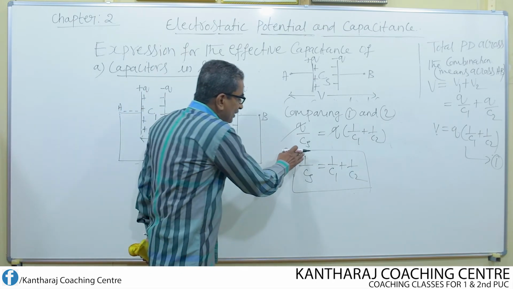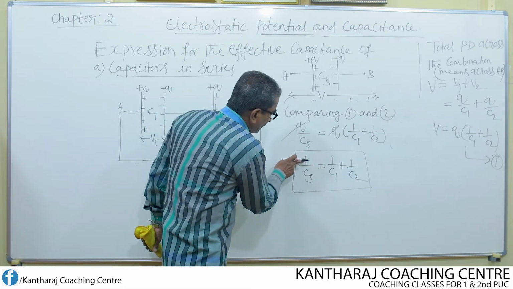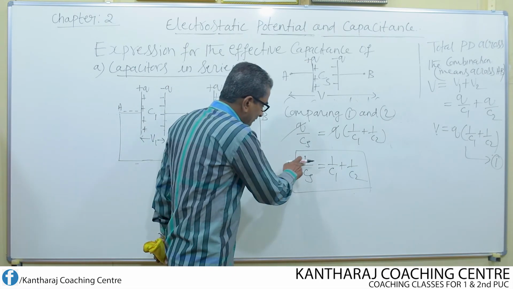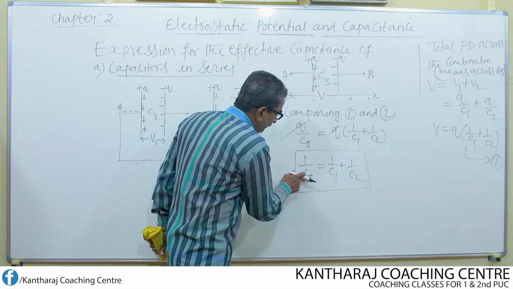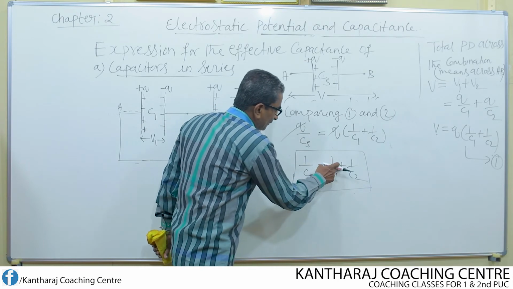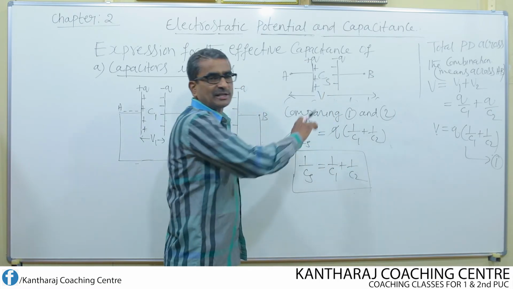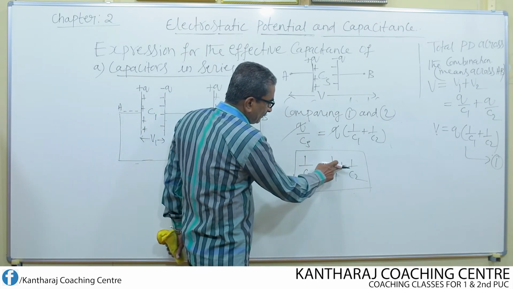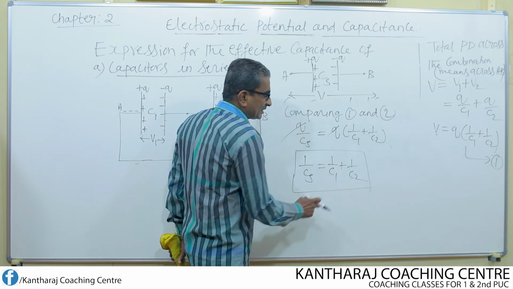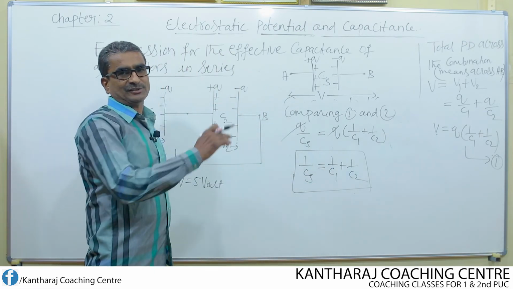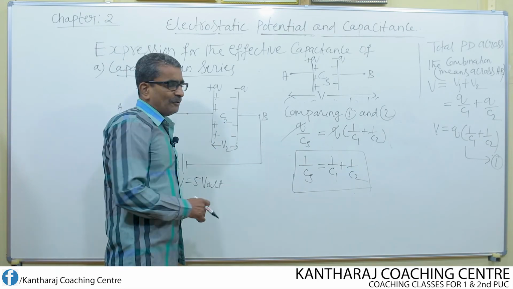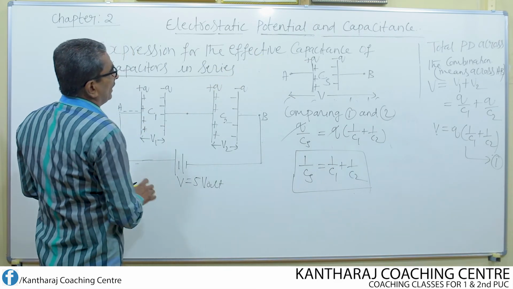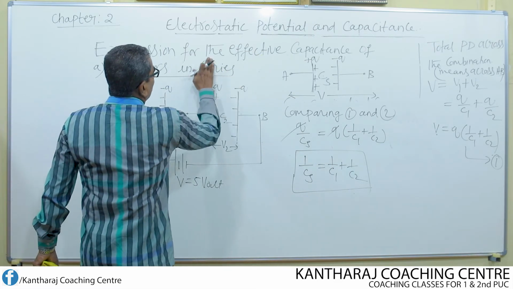Okay, how do you generalize this? Reciprocal of effective capacitance, since it is 1 over CS, is just below 1. Therefore, I call this as reciprocal of effective capacitance is equal to sum of the reciprocal of individual capacitance. This is how we can generalize. Similarly, now we can derive the expression for the effective capacitance of capacitors in parallel.